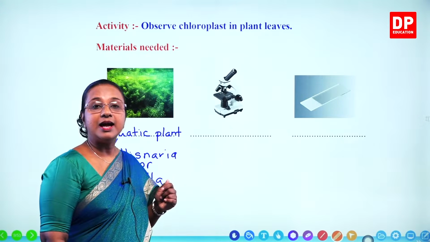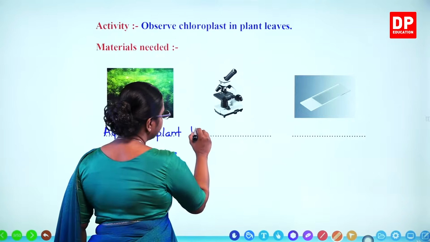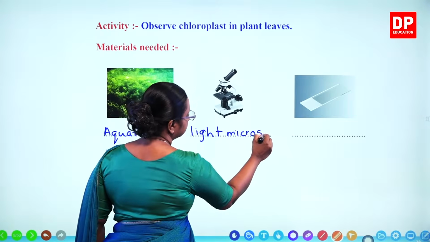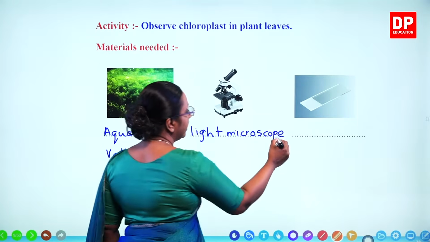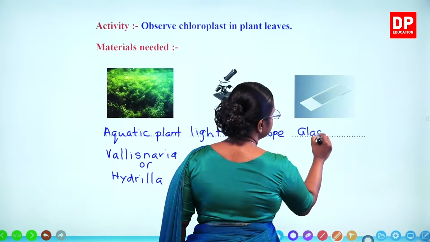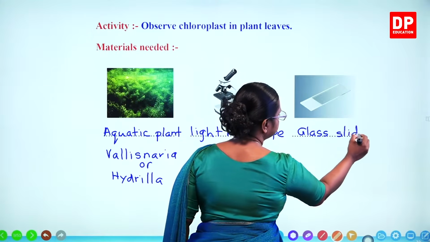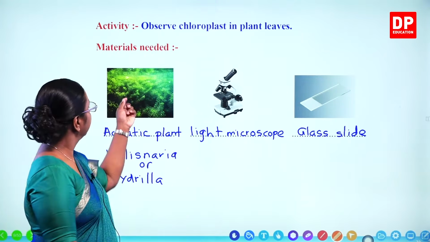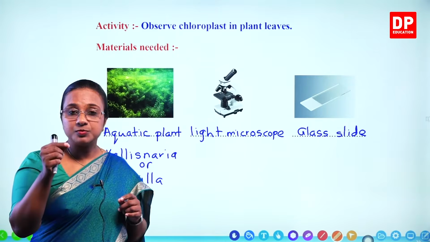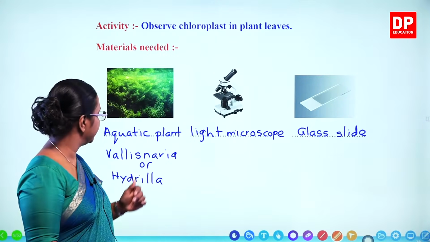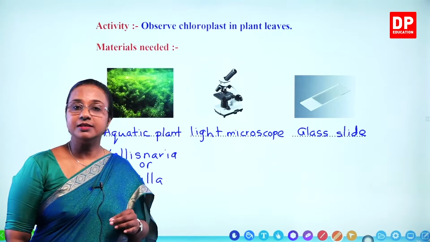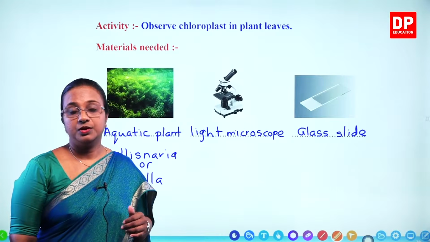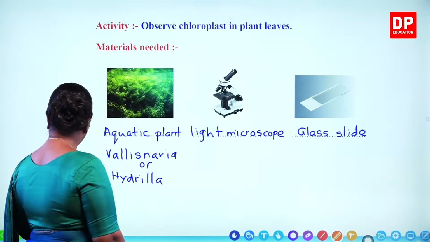Then we need a light microscope, and we need a glass slide. So here we take a clean glass slide, take a small piece of the Hydrilla or Vallisneria plant, place it on the glass slide and observe that through the light microscope. So it's a very simple activity.